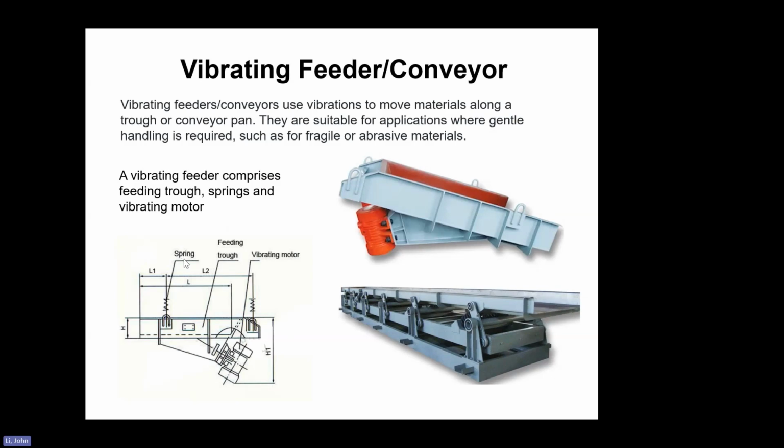Next one is the vibrating feeder or conveyor. A vibrating feeder conveyor uses vibration to move materials along a trough or a conveyor pan. They are suitable for applications where gentle handling is required, such as for fragile or abrasive materials. A vibrating feeder comprises a feeding trough or pan, the spring, you can see the spring here, and the vibrating motor. So it is very simple, materials go on, this vibrates, and the materials will be moved along. It always has a small, slow incline angle.